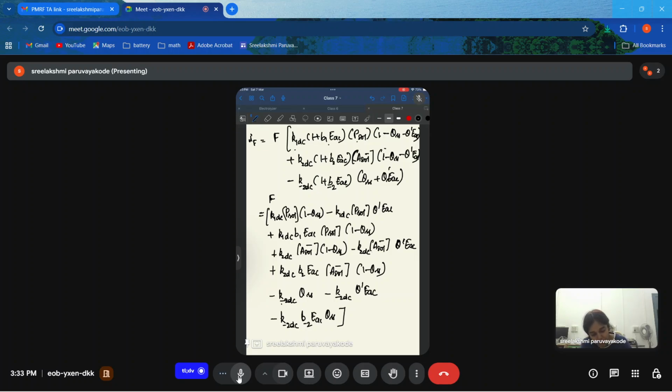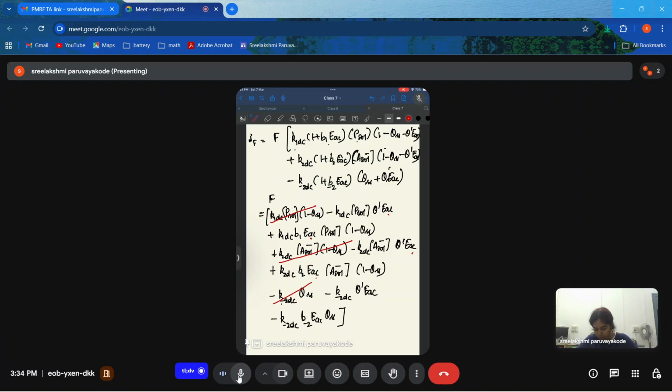We have to omit all the terms where there are only constants, that is, there is no theta dash involved. Or there is no EAC. Why? Because all those terms correspond to the Faraday current due to DC current. So the first term is neglected, and the other such terms can also be neglected. All the other terms we can consider.